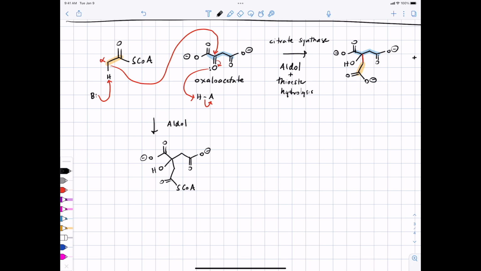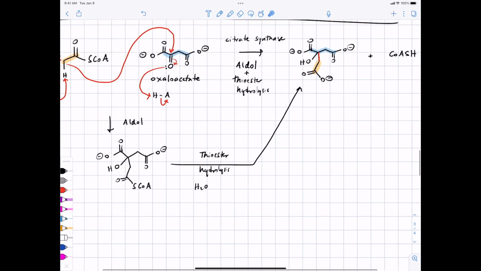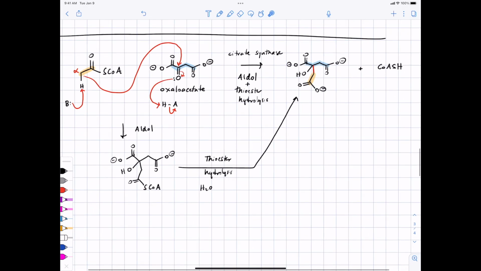Okay, and then this is the step I'm not going to show. This is thioester hydrolysis. All you really need here is water, or OH minus attacks the carbonyl carbon to get a tetrahedral intermediate, and then CoA gets kicked off. All right? Questions about that?